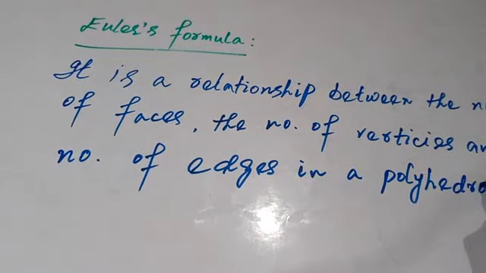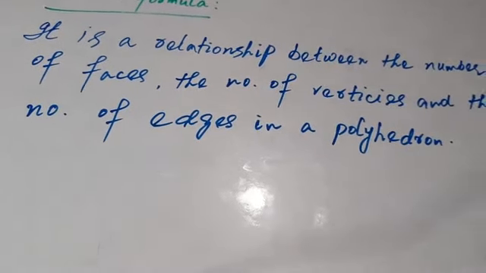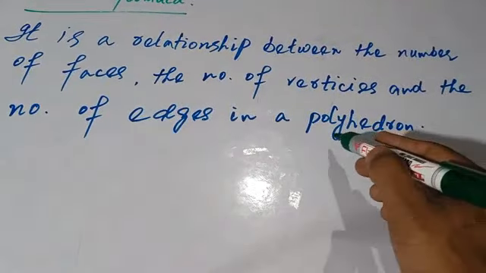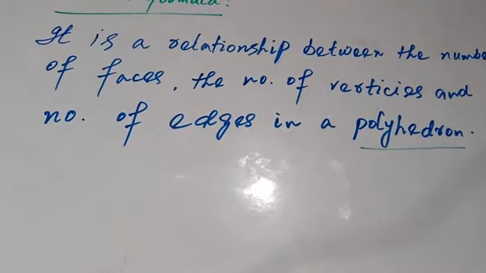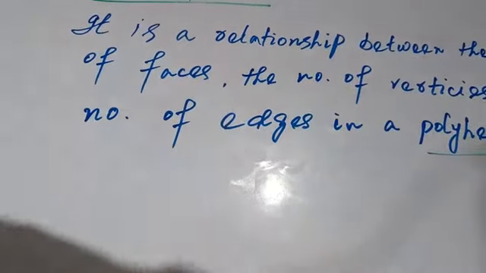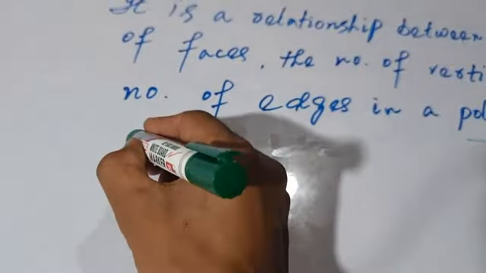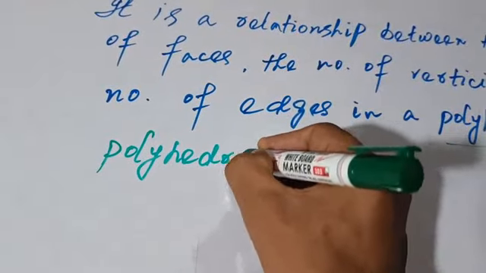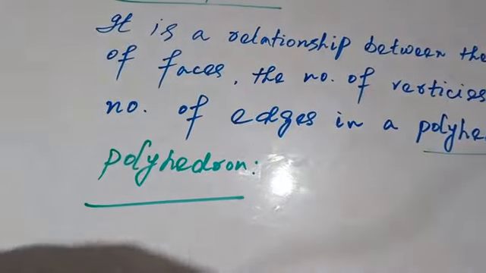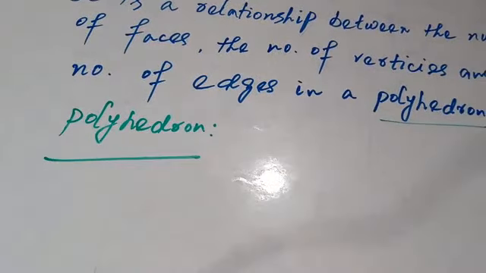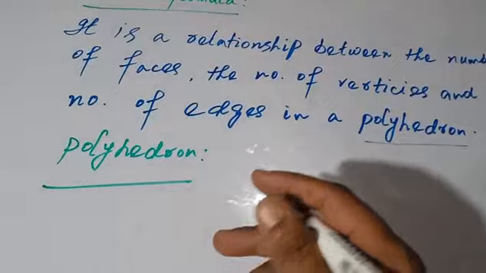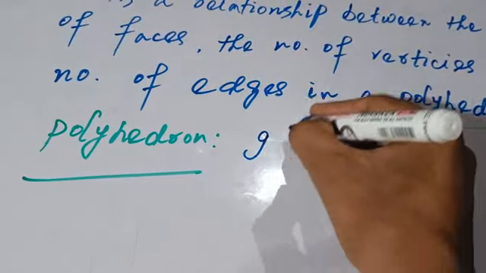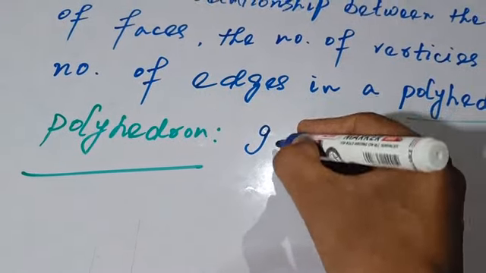Now, obviously, you will be asking that all the terms are obvious here, but there's just one term called a polyhedron, correct? Now, what is that? Let me write the definition for that also. What is a polyhedron? Students, a polyhedron is basically a three-dimensional solid shape.